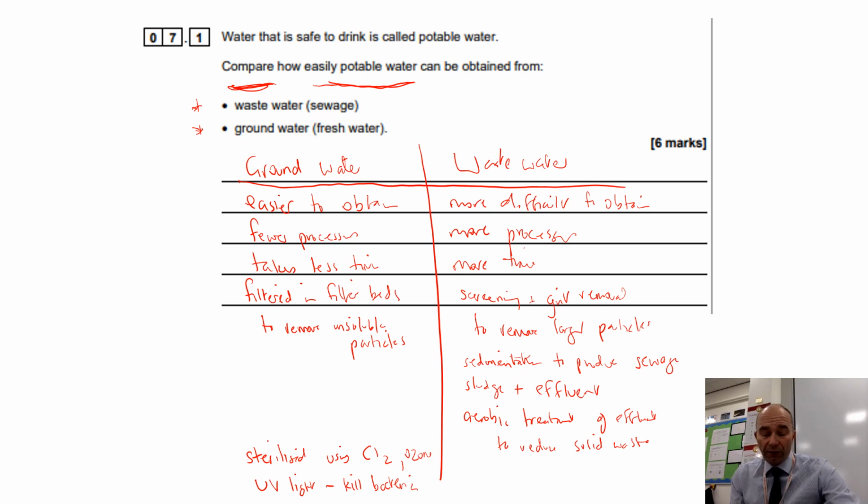Now, with wastewater, we also need to digest the sludge anaerobically, so we're using bacteria again to help us. So that's by bacteria, and that removes the organic material.